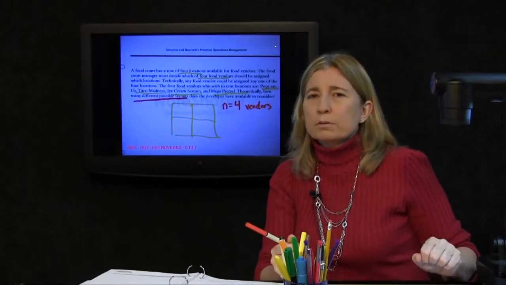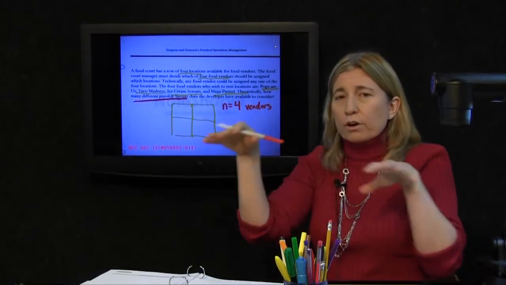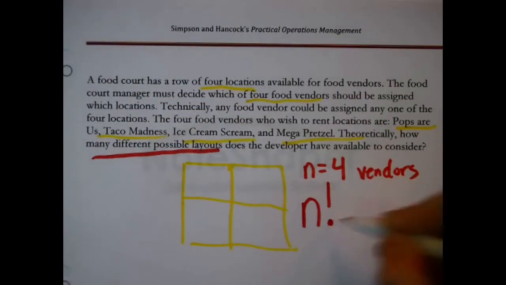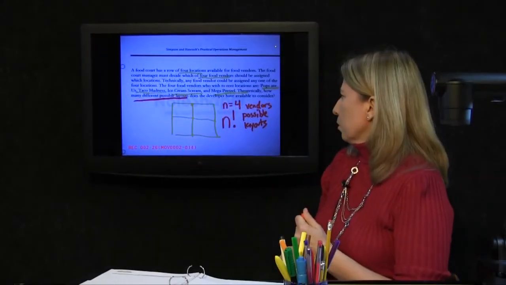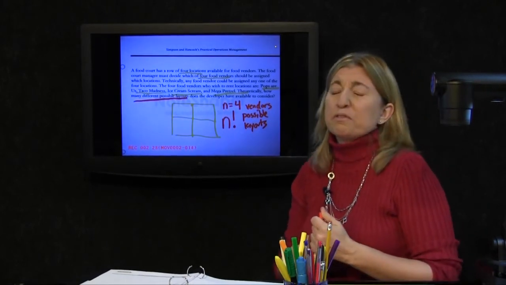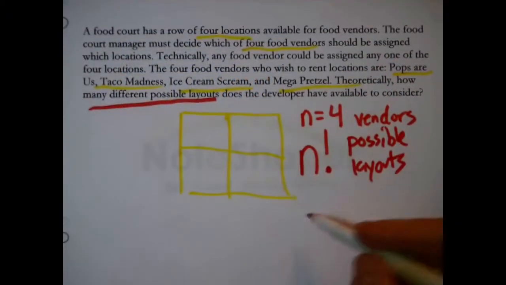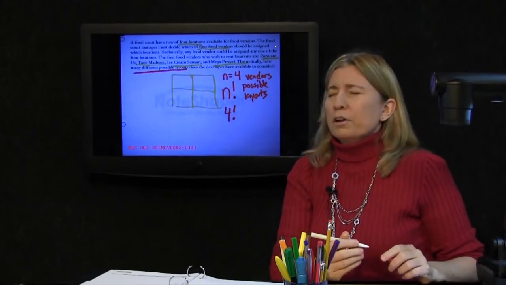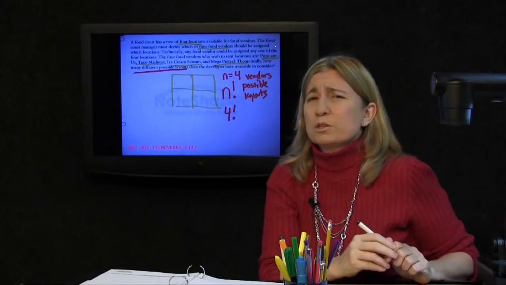We remember a very important relationship. If you have n departments that you're trying to locate, you have n factorial possible layouts. Well, our n is 4, which means to answer this question here, we have 4 factorial possible layouts. Now 4 factorial, 4 with an exclamation point after it.